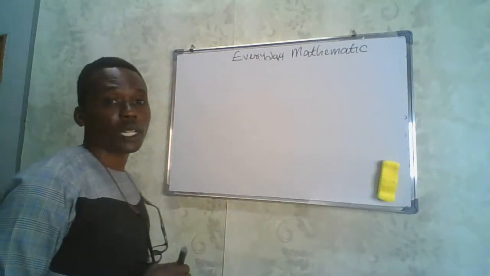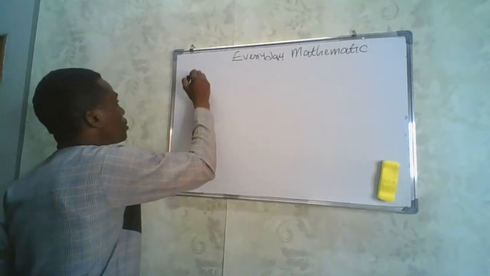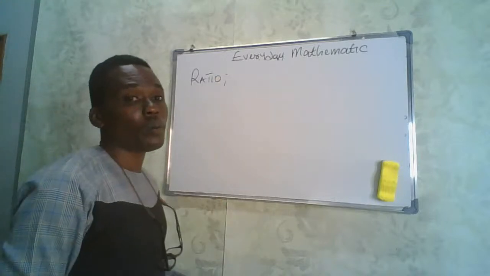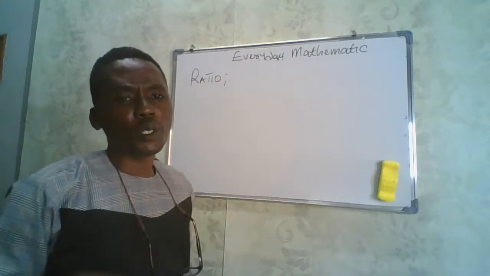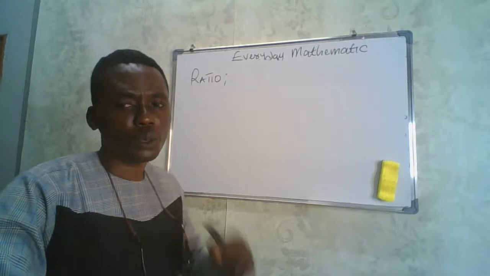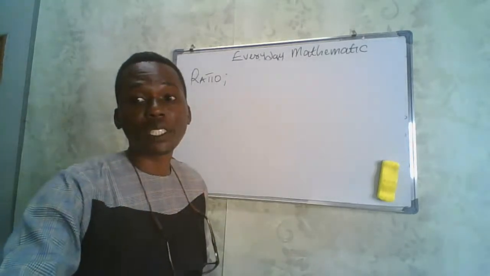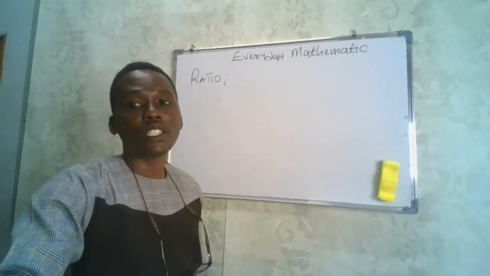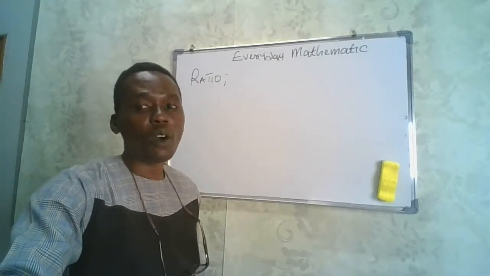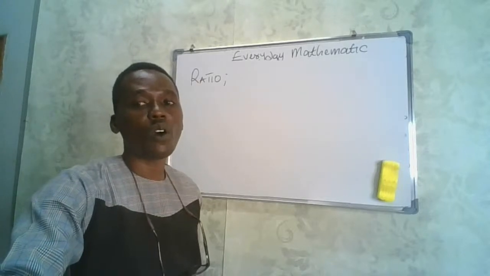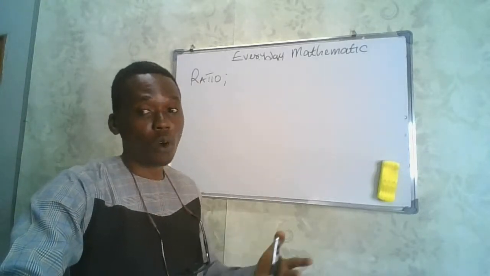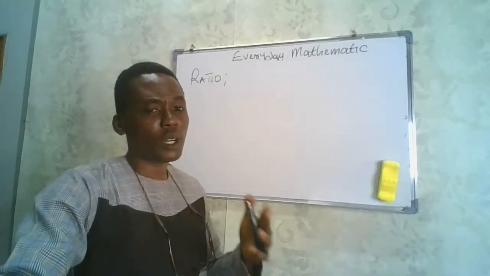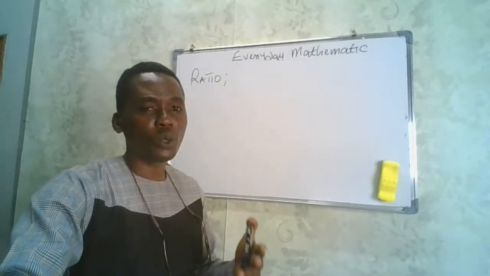Now, what do we mean by ratio? Ratio is used when we compare two things. It's a numerical comparison between two quantities of the same kind, showing the number of times one is contained within the other. Now it has no unit. When you look at rate and ratio, it has no unit.